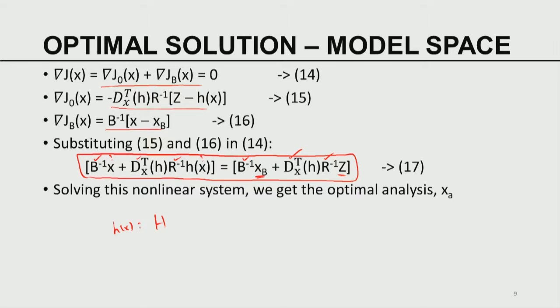When h of x is equal to linear h of x, this reduces to a linear relation which can be solved by any one of the methods. In principle, 17 is a nonlinear algebraic system whose solution gives you the optimal analysis. If it is a nonlinear algebraic system, the only way to solve it is by numerical methods. So there are tons of numerical methods one knows to solve 17.